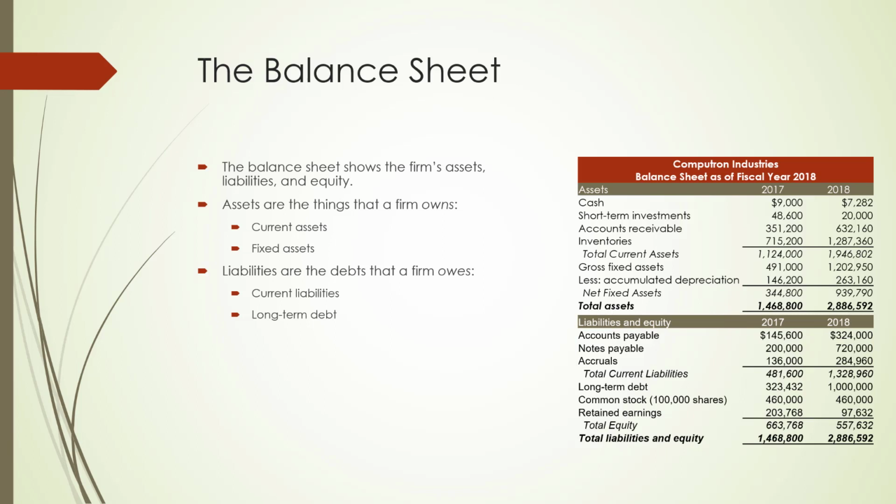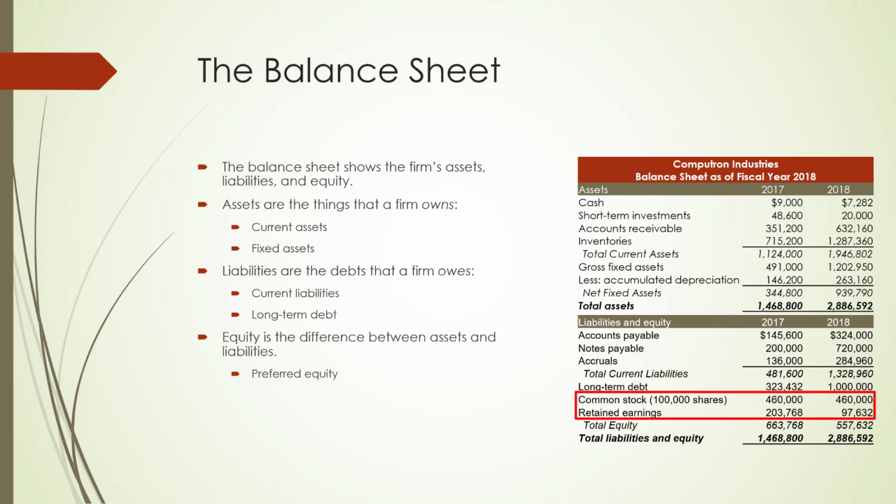These are expenses that are owed but have not yet been paid. And then we have our long-term debt, which is typically long-term bank loans or bonds. And then we have equity. And equity is simply total assets minus total liabilities. Equity can be broken down into two different kinds.